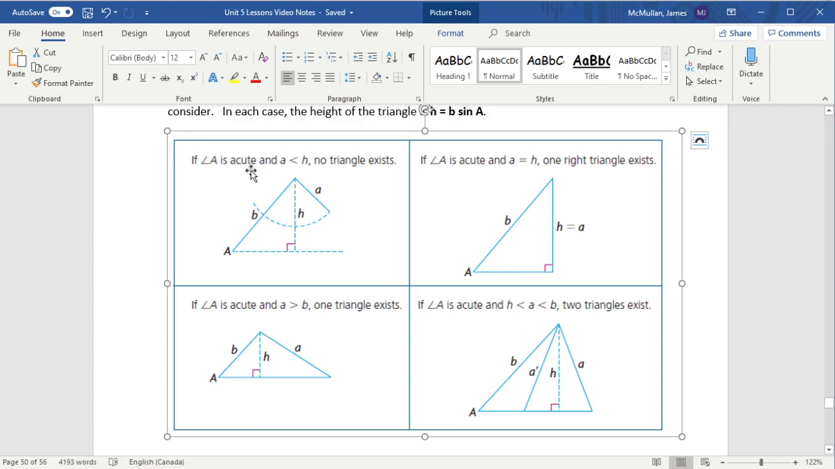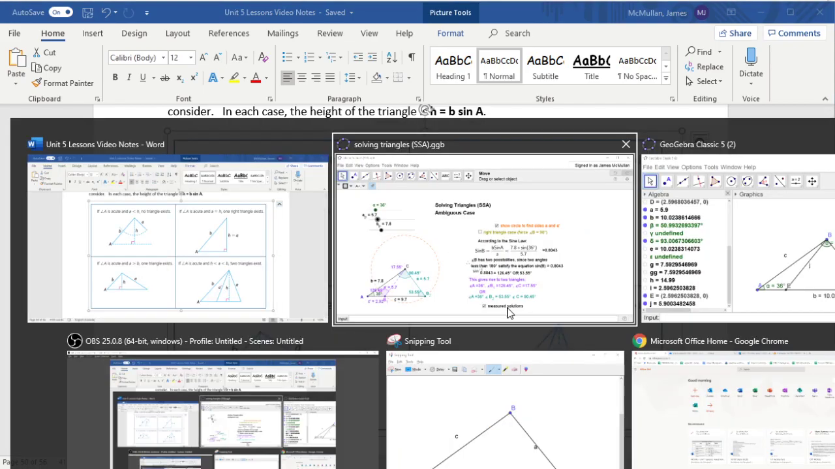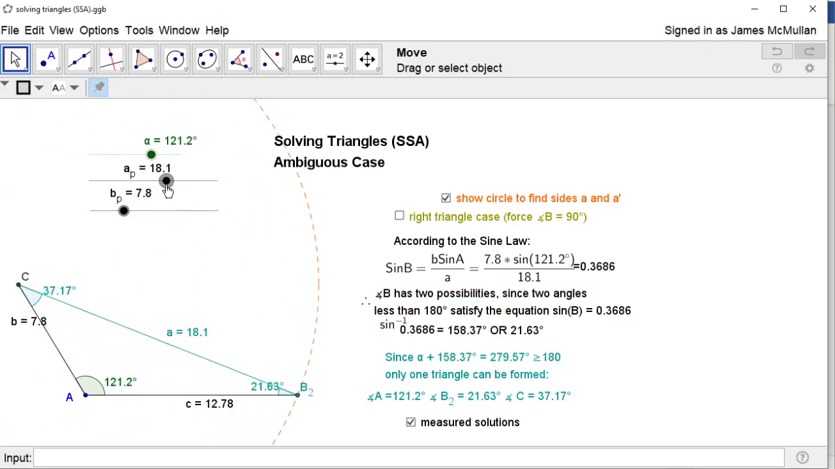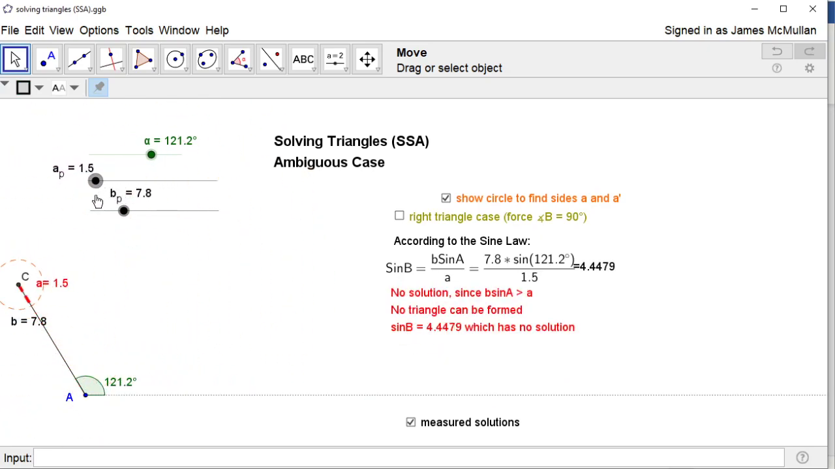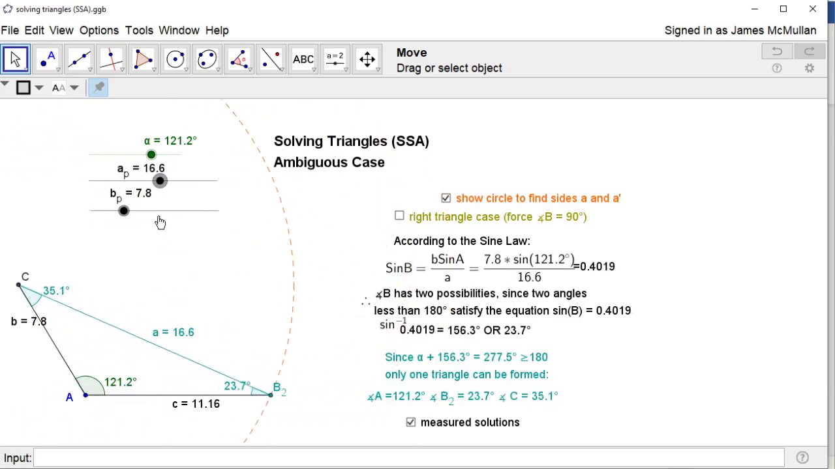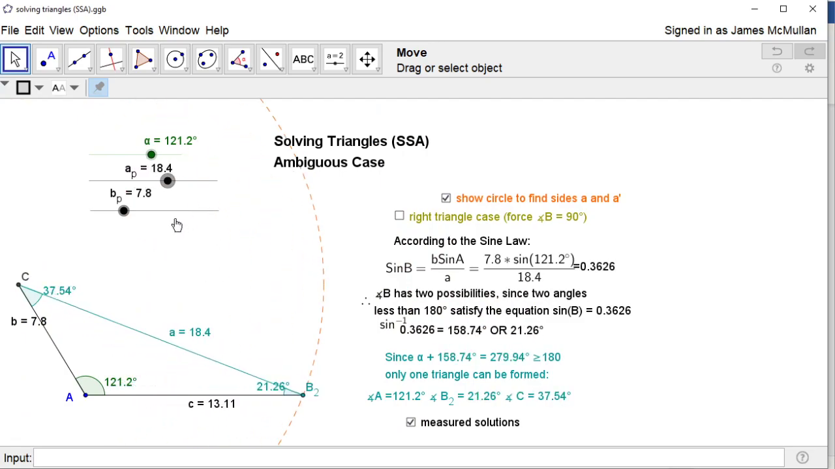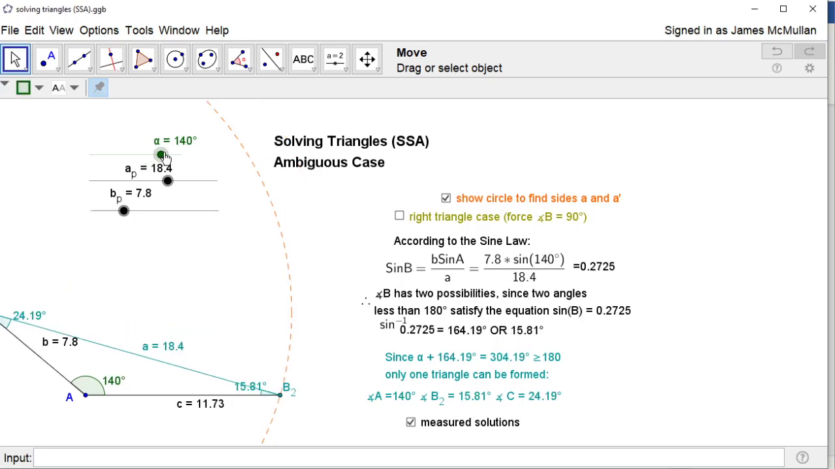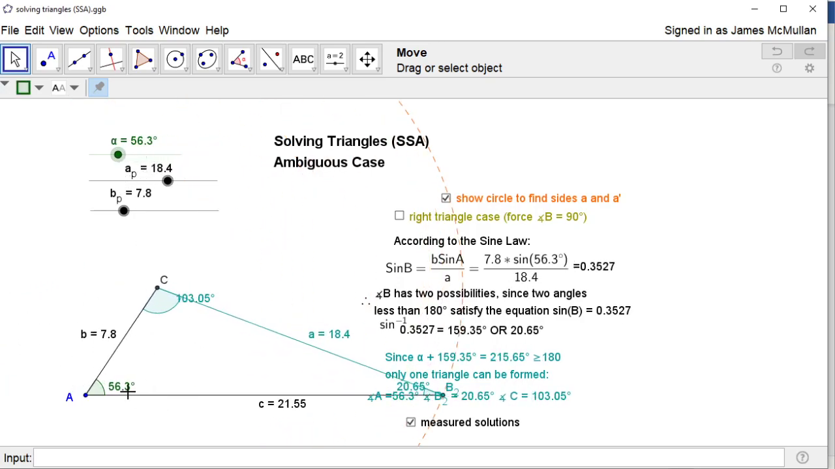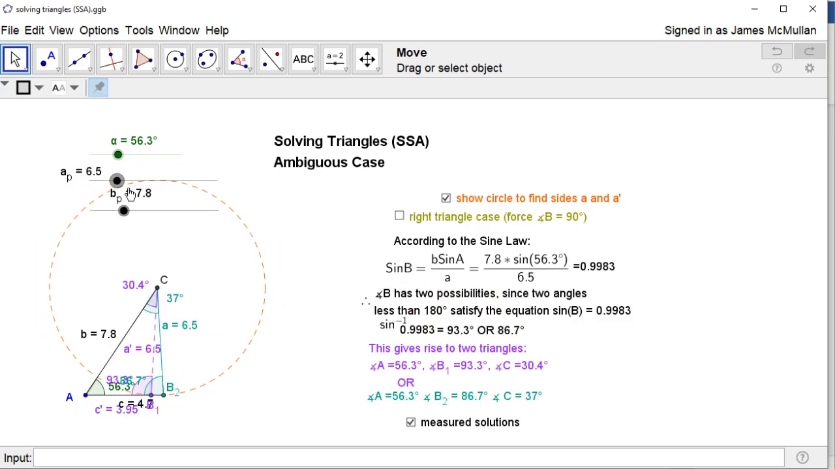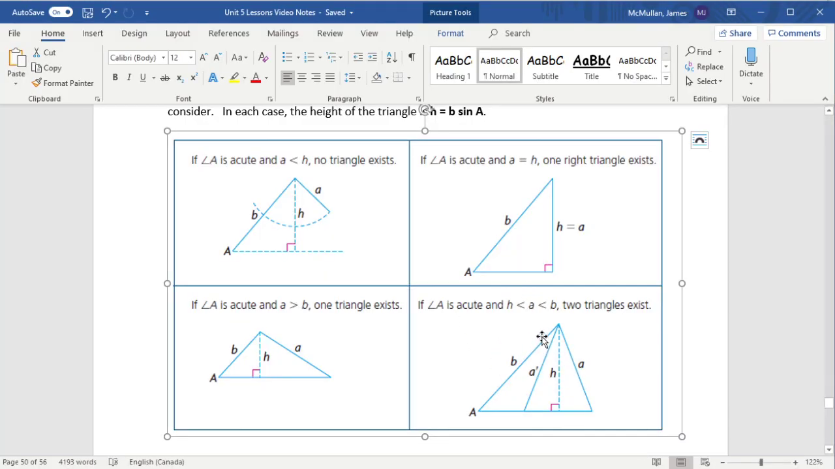Notice in all of these questions, angle A has to be acute to even consider this, because if angle A is obtuse, then it doesn't matter. There's only one triangle you could make ever. You can never make a second triangle because one of the angles is already obtuse, and therefore the other two angles are acute, and you can't get the quadrant 2 answer. So it only happens if the angle you know is acute and the other side is less than b, so it has to be less than 7.8, but it has to be bigger than b sine A. So it has to be in that sort of range.